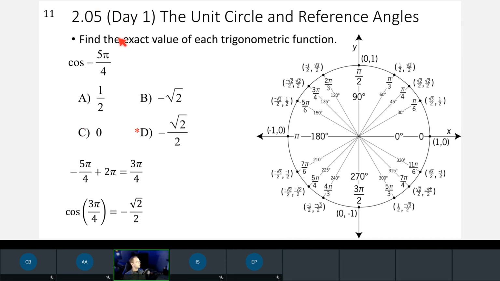All right, another problem, just like the last one, cosine of negative 5 pi over 4. So negative 5 pi over 4. So 5 pi over 4, well, that's right here, 225. So rather than going positive 225, we are going negative 225. So we're actually going to be right here. And that's how we get negative radical 2 over 2, the x value, right there.